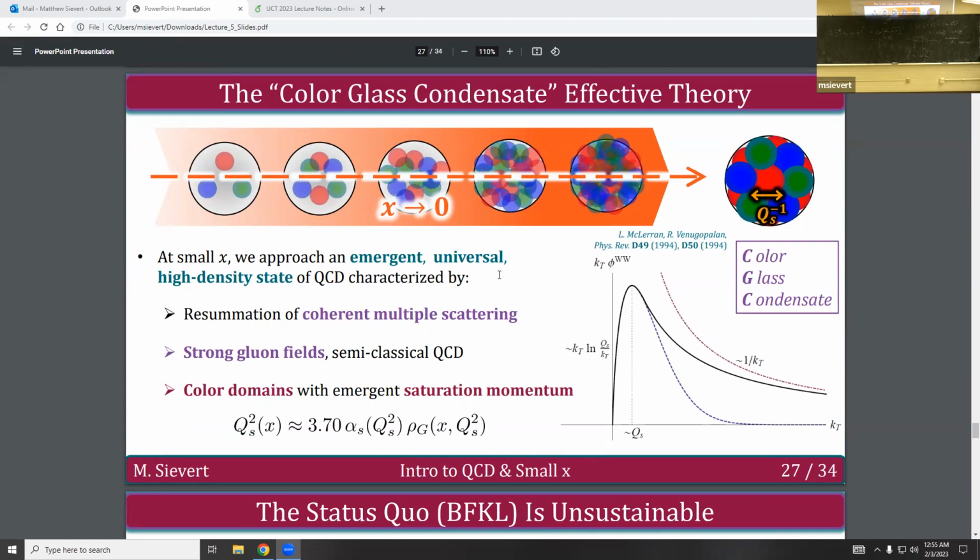The beautiful part about the generation of this potentially hard scale QS is that it dynamically screens the long distance physics. Basically, if I have randomly generated gluons, the color tends to cancel out if I add a whole bunch of them. And so that means that I only have coherent colors over shorter and shorter distances, the more gluons that I add.